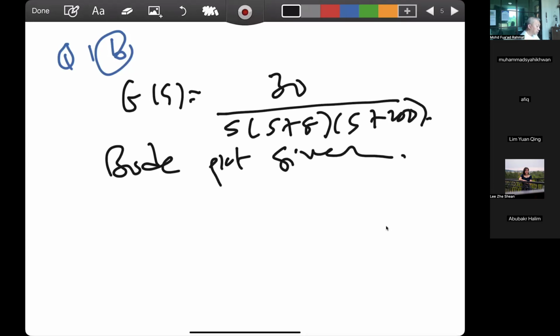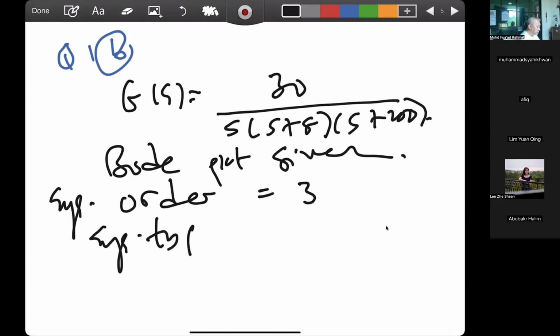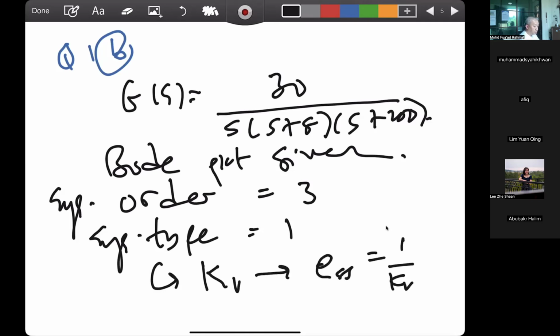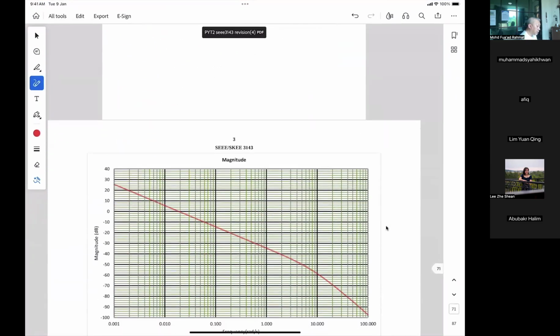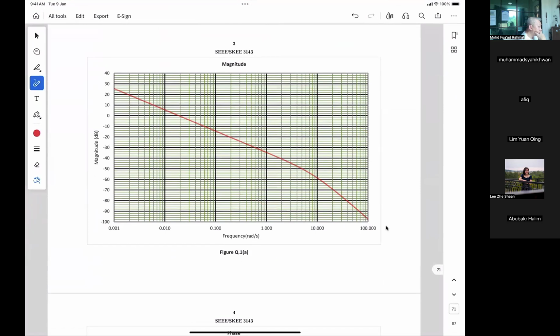Okay, so we identify the system order, it is 3, system type, it is 1. Okay, so type 1 meaning that we have to find Kv. And the steady state error is 1 over Kv. Okay, so you see the Bode plot. Can you see the Bode plot, guys? Hello? Yes. Yes.